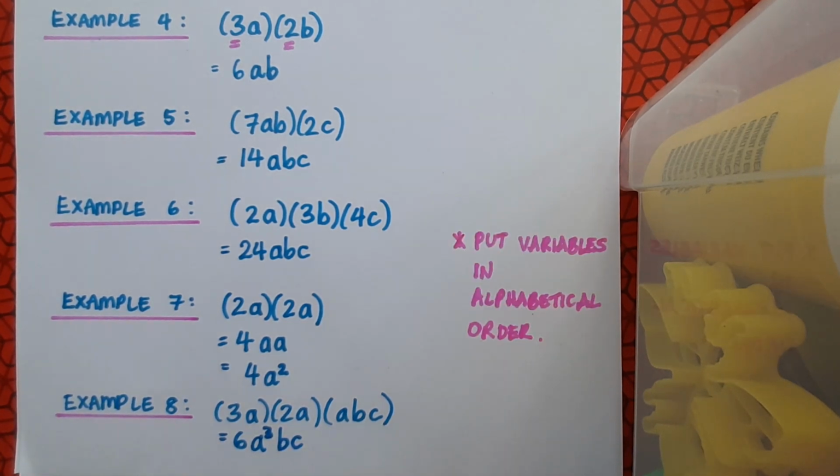One last tip when you're dealing with algebra: any term that has a couple of different variables in it, make sure to put those variables in alphabetical order. For example, a, b, c.